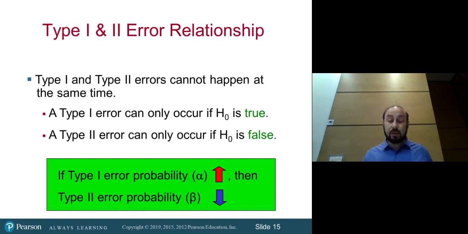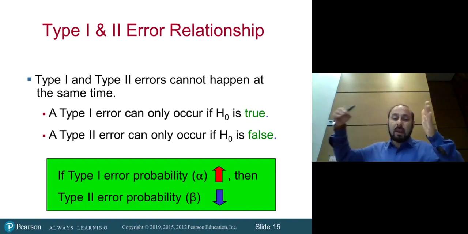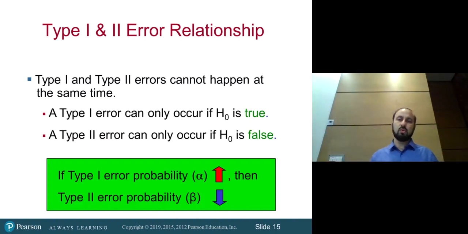What is the relationship between type 1 error and type 2 error? It's very, very important. Type 1 and type 2 errors cannot happen at the same time, you must remember. Type 1 error can only occur if H naught is true, and type 2 error can occur only if H naught is false. If type 1 error probability is high, then type 2 error probability is low. So the larger the alpha, the lower the beta in this case.